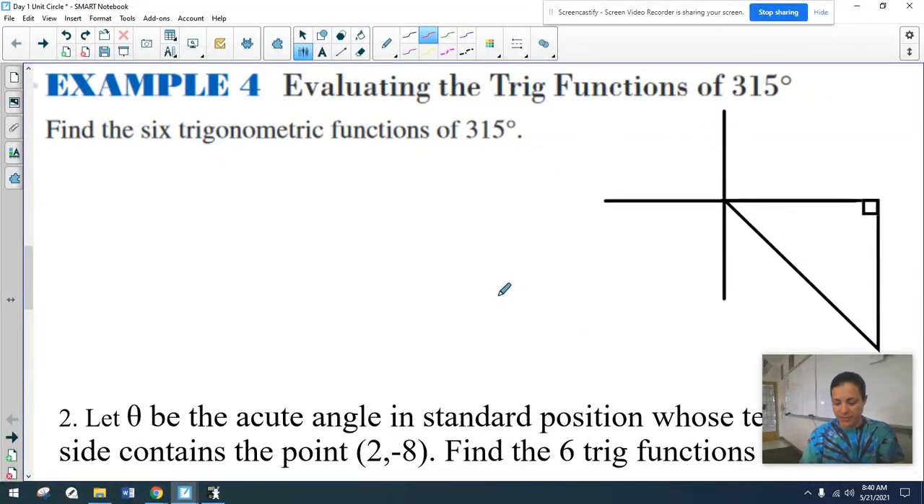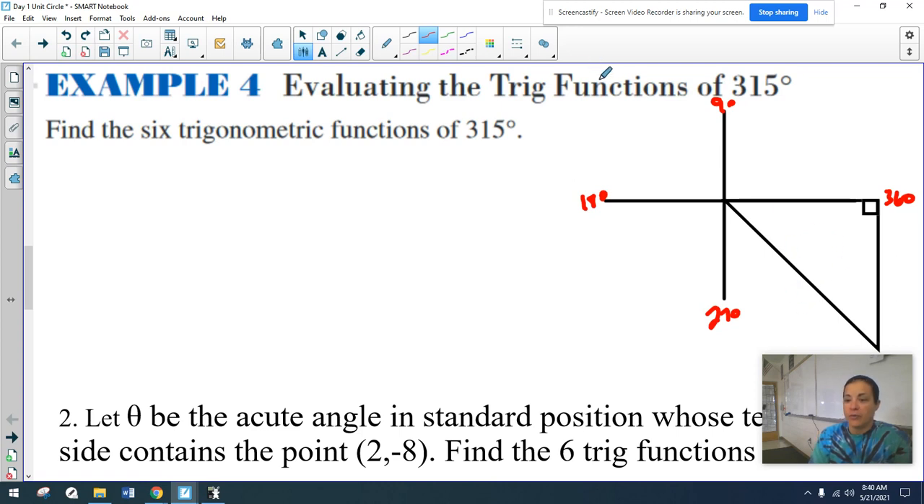This one is a little bit more tricky because it gives you degrees. It says find the 6 trig functions of 315 degrees. So remember, I've got 90, positive goes counterclockwise, 180, 270, and 360. So this is going to be a big thing that we do tomorrow, and we'll really be getting into this tomorrow. So 315 is going to be in quadrant 4.